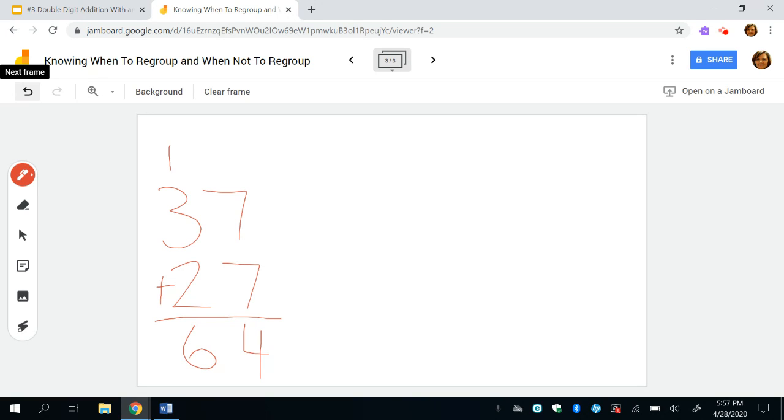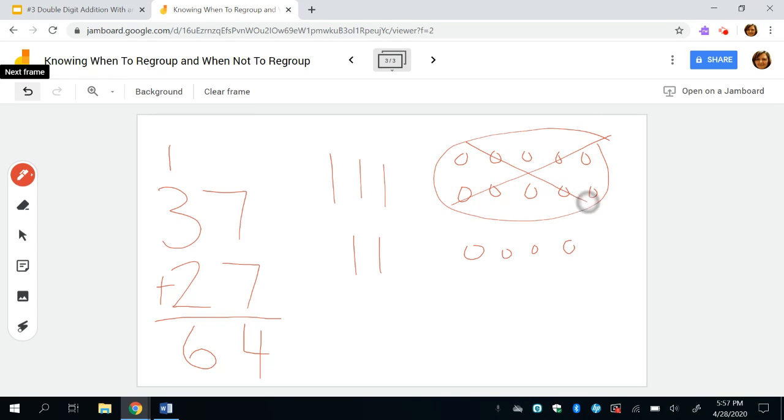37 is 3 tens and 7 ones. 1, 2, 3, 4, 5, 6, 7. 27 has 2 tens and 7 ones. 1, 2, 3, 4, 5, 6, 7. I grouped my ones in rows of 5, so it's easy for me to see 10. I know that there's 10 right up here, and we don't need to have a group of 10 ones when we can just make a 10. So now we have 6 tens and 4 ones. We know we have to regroup.